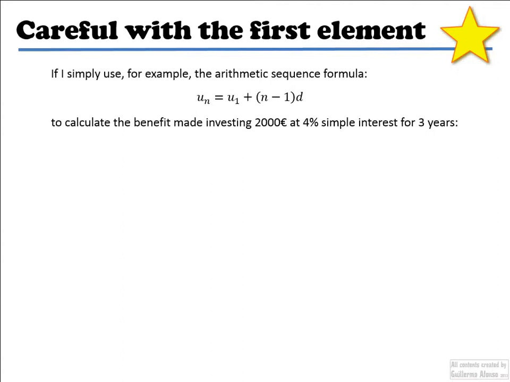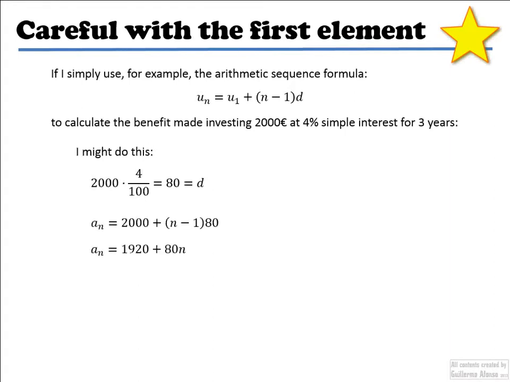You want to calculate 4% simple interest on 2,000 euros, and you might do this. Okay, so the difference is going to be the 4%, which is 80. I just put that in the formula, clear up the formula, open the parentheses, and now I calculate the third element, and I get that. But that would be wrong.